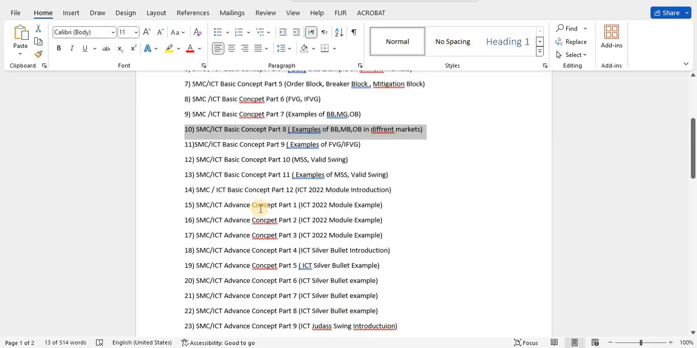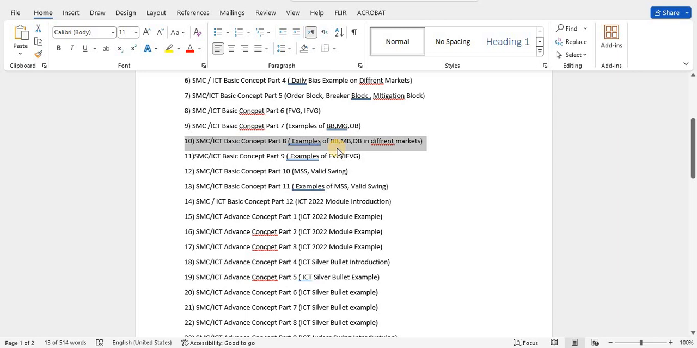You don't have to apply all setups on one chart. You can pick only one: breaker block, mitigation block, order block, fair value gap or inversion fair value gap. Work on it. You will see a massive result.